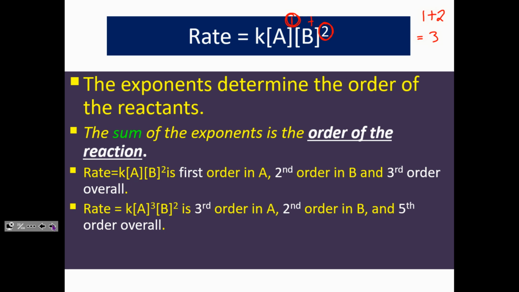Now this other example down here, A is to the power of 3, B is to the power of 2. So overall, we have a fifth order overall reaction. But if we're looking at each reactant, we can say it's third order in A and second order in B.